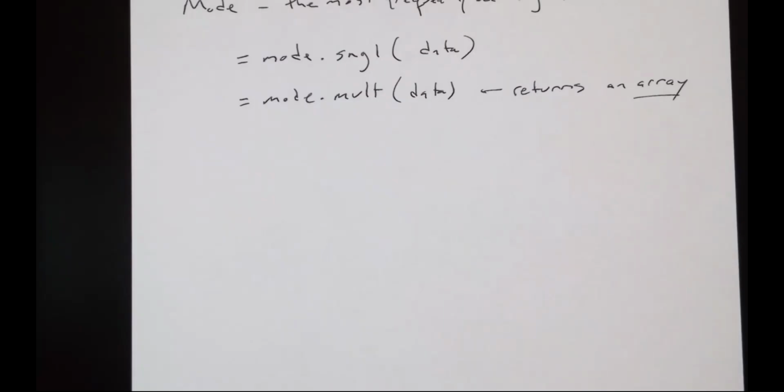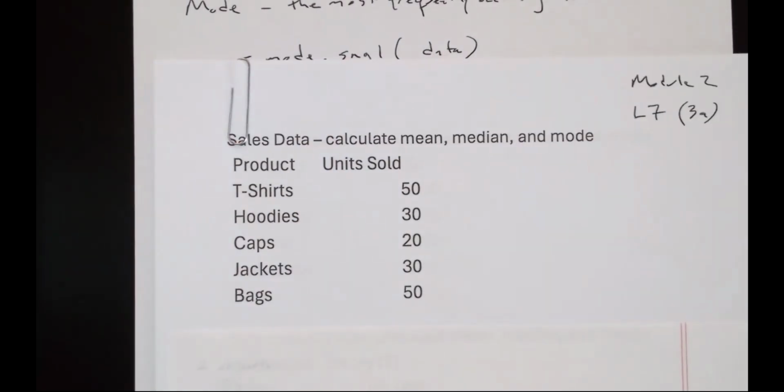An example. Again, on our Canvas page, there's a Word document full of examples. You should pull that example down, L7, the example document. Grab that document, or let's type this in. Here's a set of sales data.